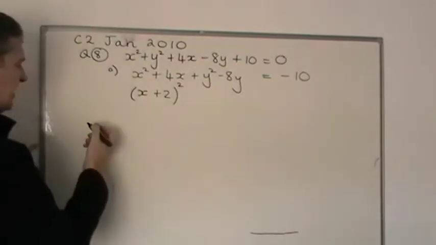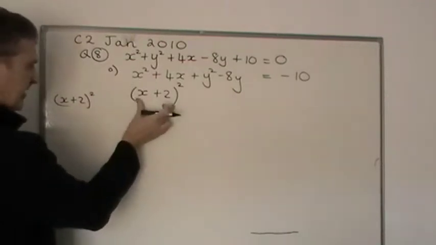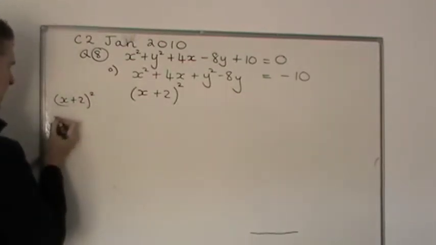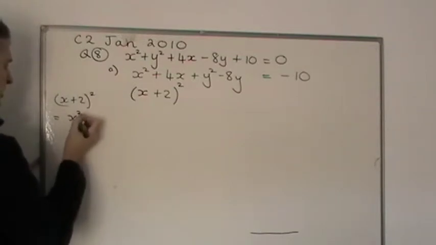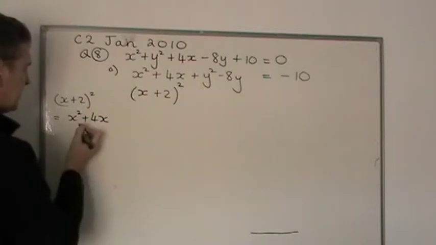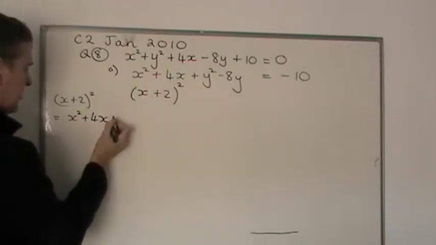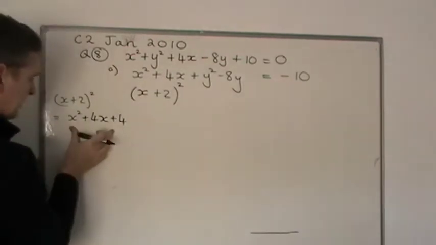If I just go at the side here, and I write down x plus 2 squared, that's what I've got there, and I actually work that out. X, if you square it, you get x squared. Multiply the 2 together and double, you get plus 4x. And then square the plus 2, you get plus 4. So that thing is the same as that. In other words, that is the same as that.